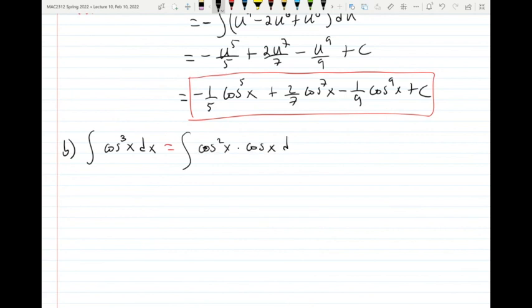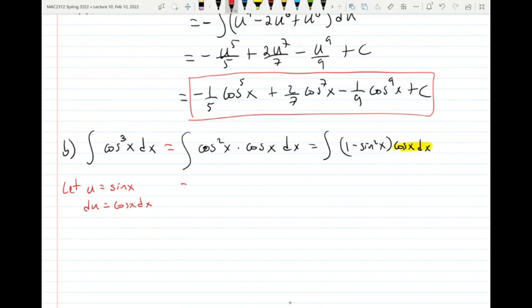So cosine squared times cosine. Then 1 minus sine squared times cosine of x. 1 minus sine squared times cosine. Okay, are we ready to make use of u? Yeah. All right, what is our u? Sine of x. Then we let u equal sine. What's the du? Cosine of x, cosine dx. And notice that's right there, all we need.